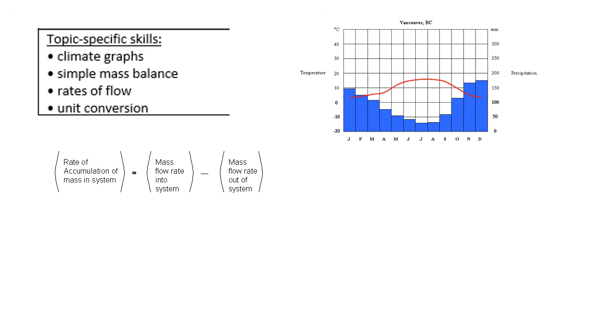You also need to be able to calculate a simple mass balance. So this is where you would add up all of the inputs and add up all of the outputs and take the outputs away from the inputs. If you have a positive number, you've got a positive balance. If you have a negative number, you've got a negative balance. If it's 0, it's completely balanced and in equilibrium. The other thing that you might be asked to do is to look at rates of flow on a graph, or you might also be asked to convert some units, maybe from gigatons to tons.